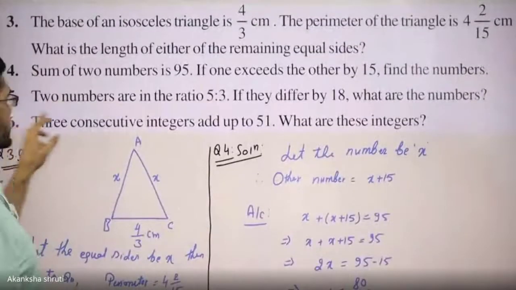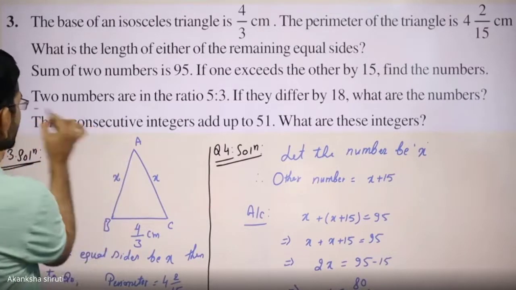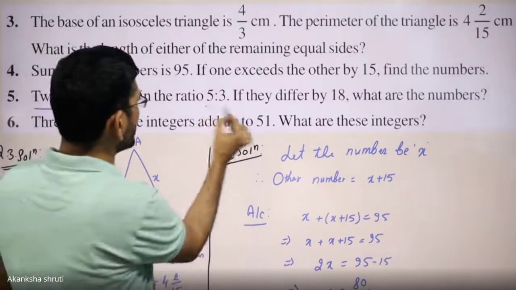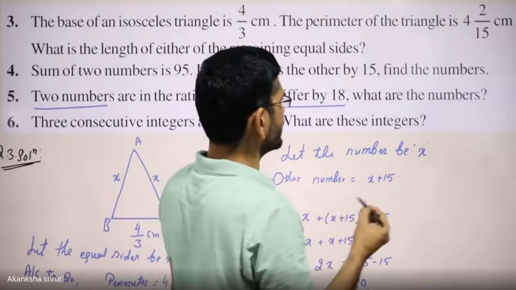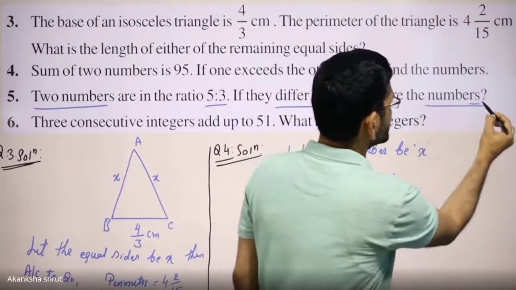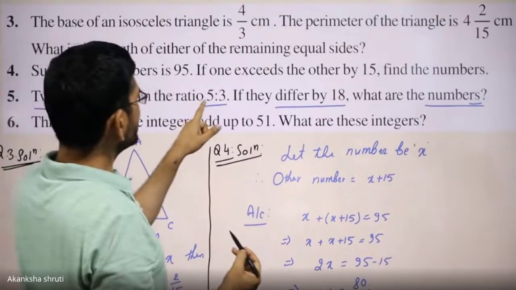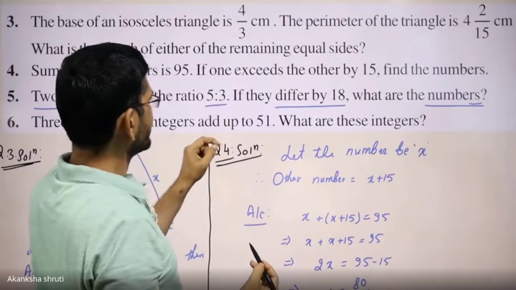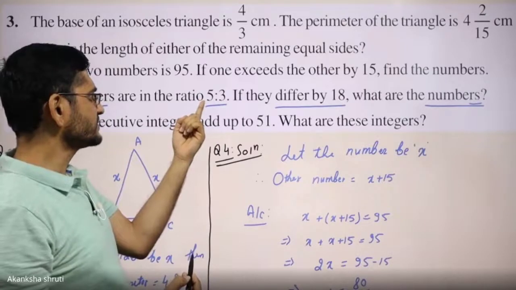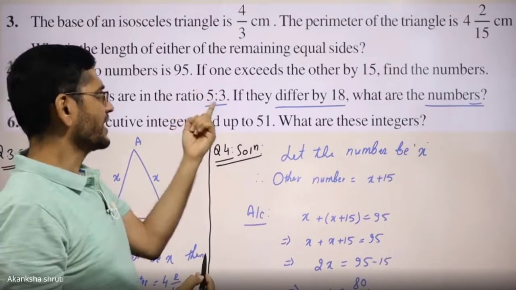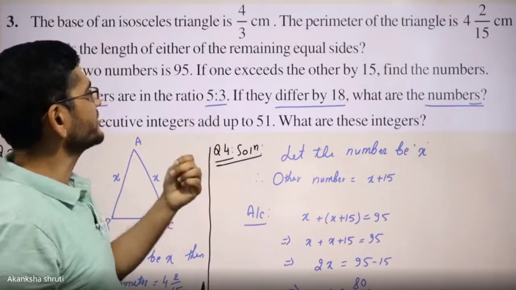Now let us come to question number 5. So first read the question carefully. Two numbers are in the ratio of 5 by 3. If they differ by 18, what are the numbers? So two numbers are asked. It is given that these two numbers are in the ratio of 5 by 3. Means what? If you assume one number as x, the other number by the first number becomes 5 by 3. So this way the two numbers will be determined.